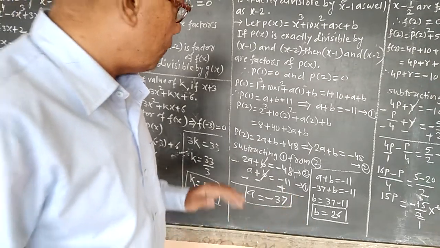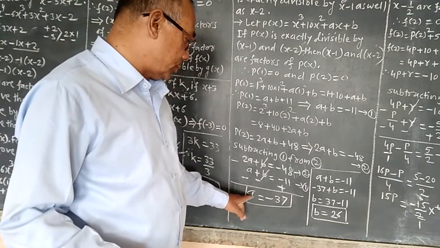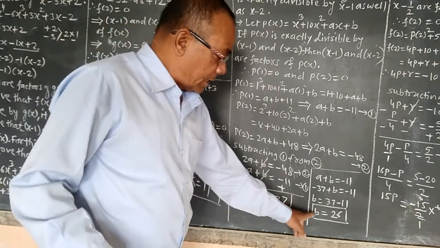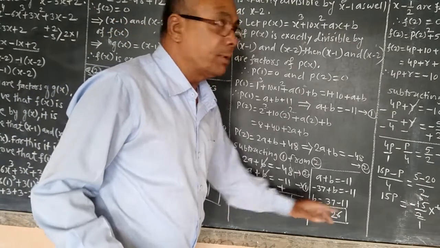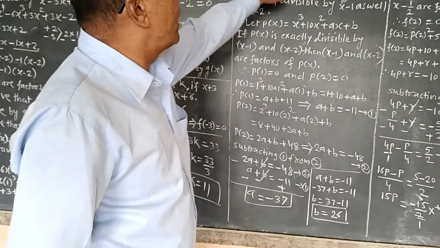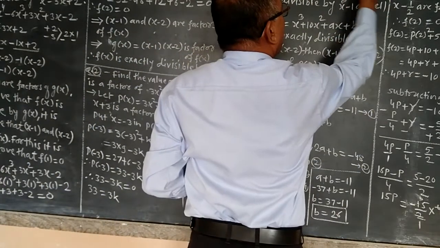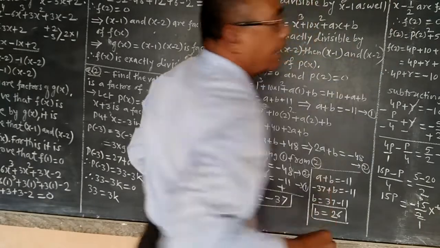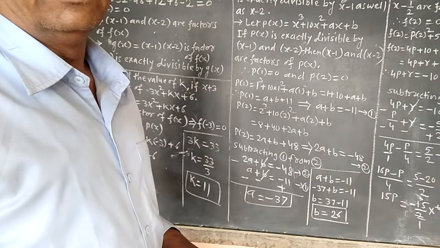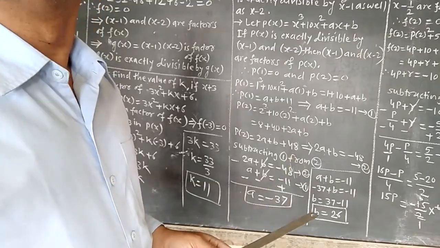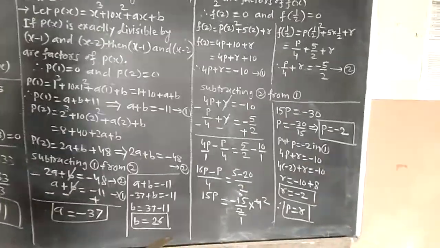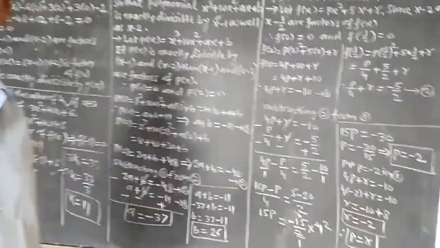In this way we have found both the values, a is equal to minus 37 and b is equal to 26, because we were asked to find the values of a and b. Now we will see the next question.